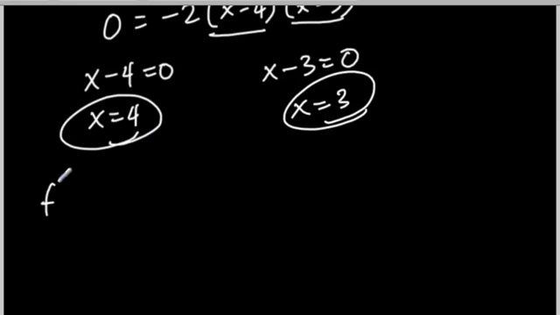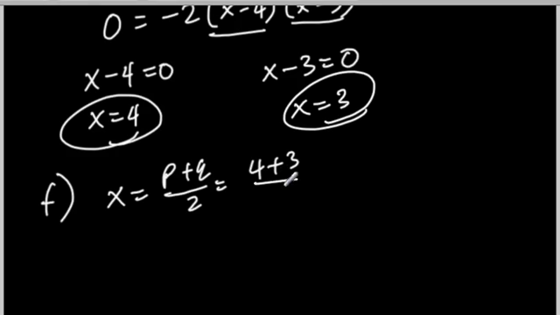F is find the coordinates of the vertex. So remember, the x-coordinate of the vertex will be halfway between these two. So x equals p plus q divided by 2. P and q are these x-intercepts right here. So 4 plus 3 divided by 2, which is 7 divided by 2, which is 3.5.